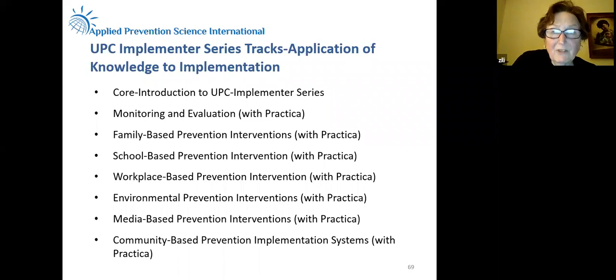The implementer series replicates those different components, but they all have practica, and they're a little bit longer because of the practica. We have a week or so, a week of training, and then the participants go back to their work setting. They have a practicum that they have to complete, and then they go back to the class and they discuss their experience with the practicum.